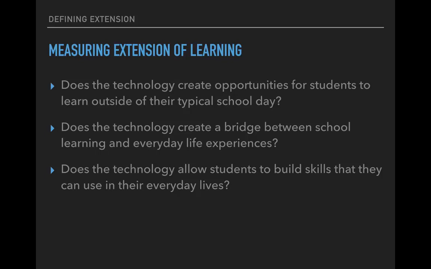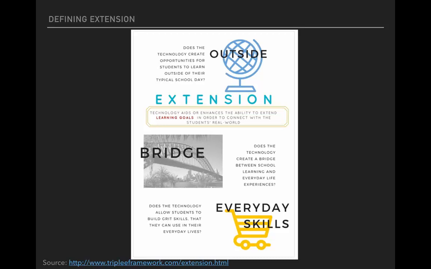And then third, does the technology allow students to build skills that they can use in their everyday lives? So really looking at those soft skills, even those soft skills of grit that we talked about, the perseverance, the passion, is it allowing students to really develop those skills? So as we go through this module and we really think about extension, we really want to think about these 3 keywords: outside, a bridge, and everyday skills.